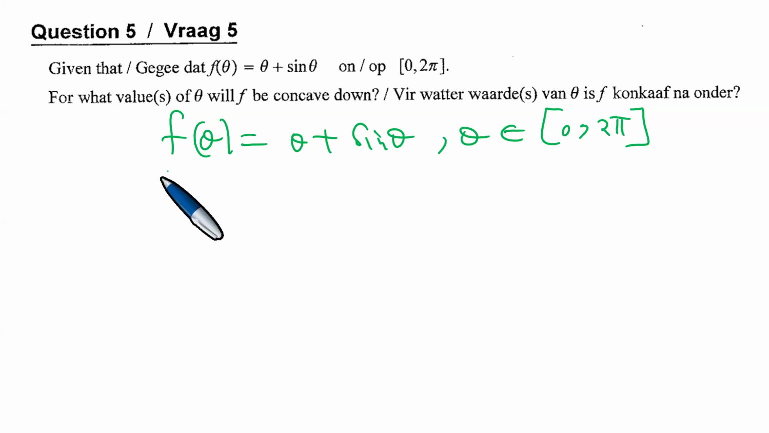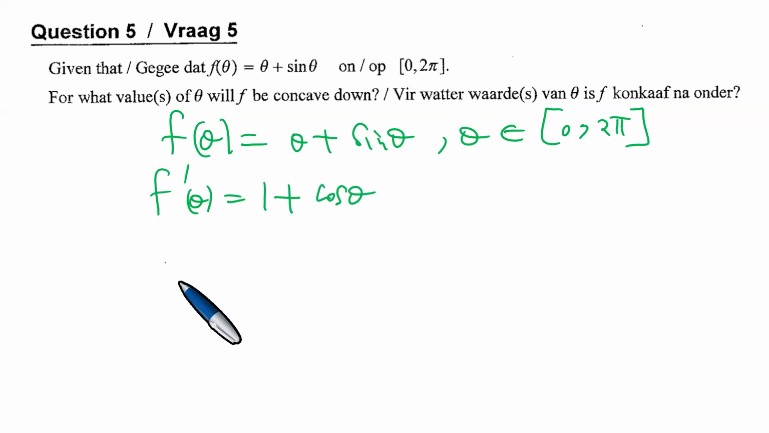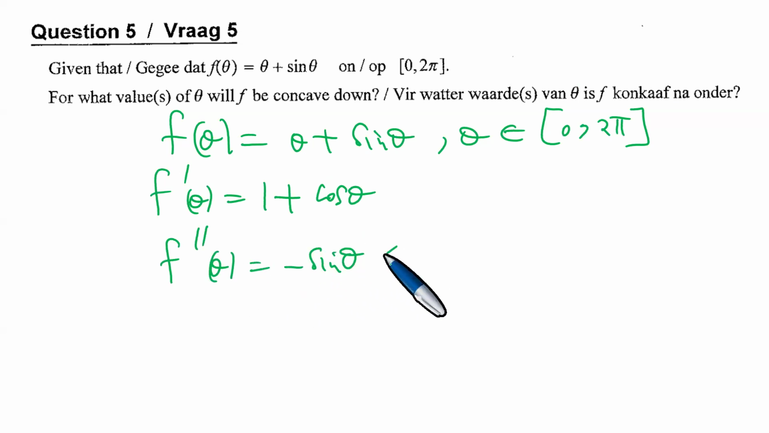Okay, now we need to find the first derivative and the second derivative. The first derivative of theta with respect to theta is 1, plus cosine theta. And the second derivative here would be minus sine theta, and this is less than 0. This is actually less than 0.